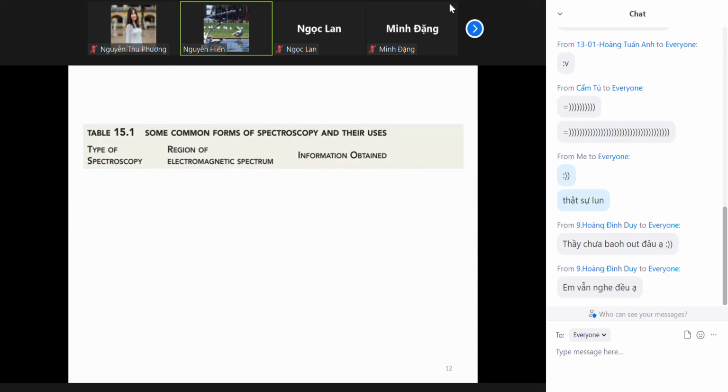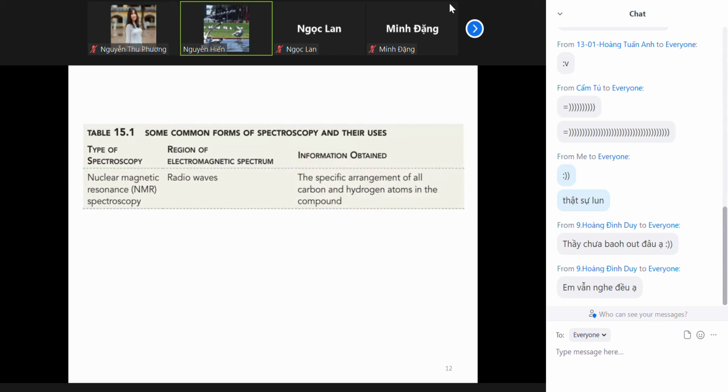Okay, so this table is going to give you some of the most important applications of light. The first and very important application is of radio waves. Radio waves are the light at the very right side of the electromagnetic spectrum, so they have long wavelength and low frequency, remember. They are used in nuclear magnetic resonance spectroscopy, which I think is the most powerful method to study the specific arrangement of carbon, hydrogen, and other atoms in organic compounds, as well as in inorganic compounds.